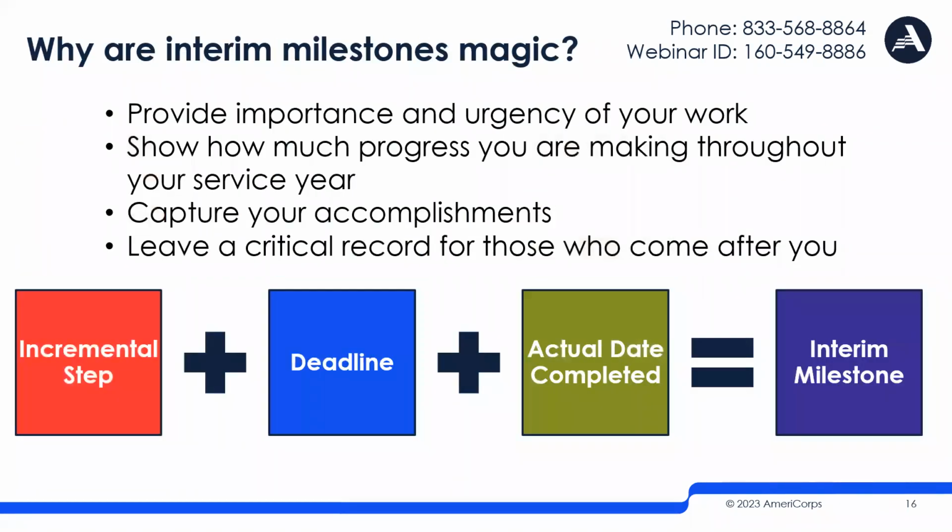So why do I think this is magic? It's kind of, again, basic planning. I don't think we're breaking a ton of great ground here. You got your step, your deadline, your actual date of completion. What I think makes this equation magic, and once it's built out over all of your year and all of your activities, is that over time, the interim milestones provide the best guide to your year ahead.